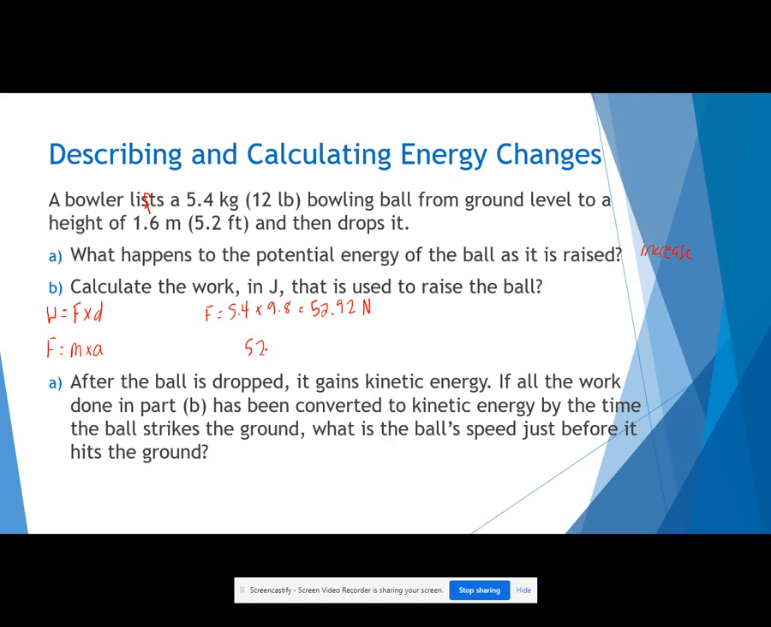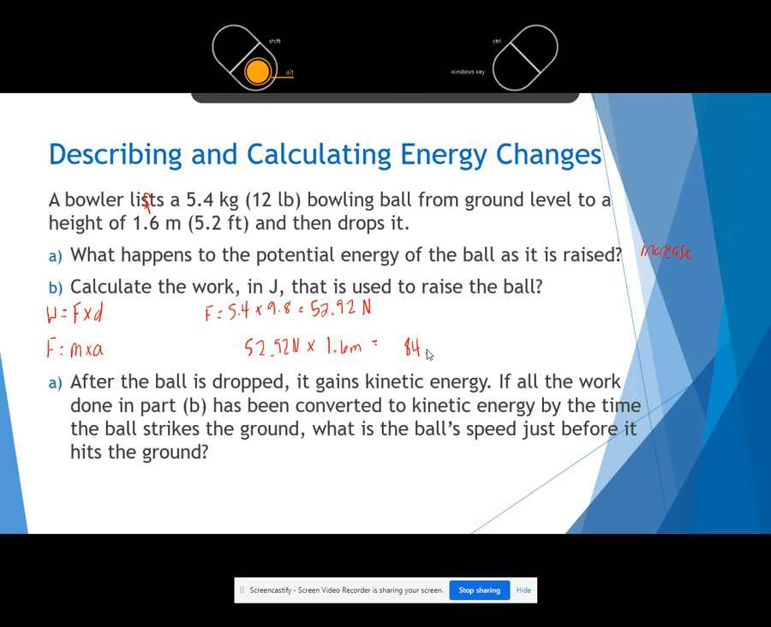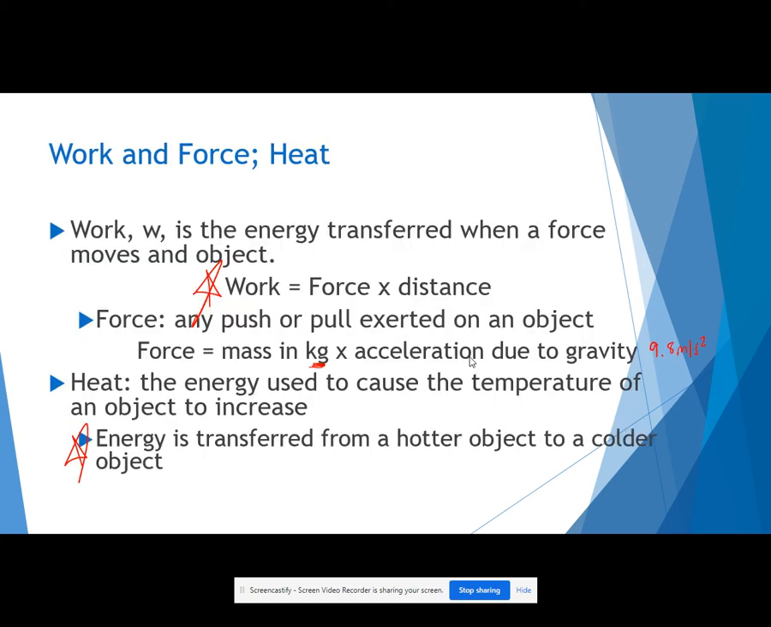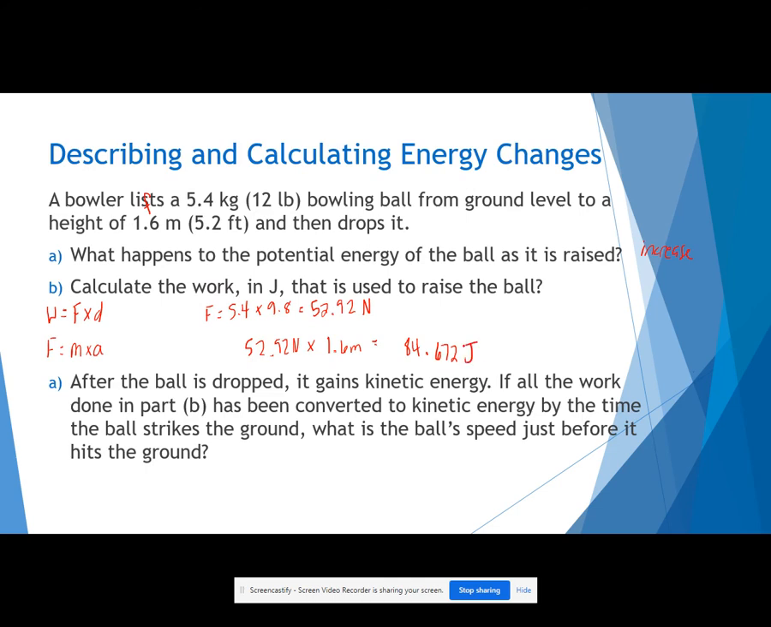Okay, so now that I have my force, times my distance, so 1.6 meters, you can multiply these two things in order to get your work, which is about 84.672. Now, one thing to remember about work is that it is measured in joules because it's a type of energy. Now, let's go ahead and check the answer. Looks like we did it correctly. So, about 84.672 joules or 85 joules.